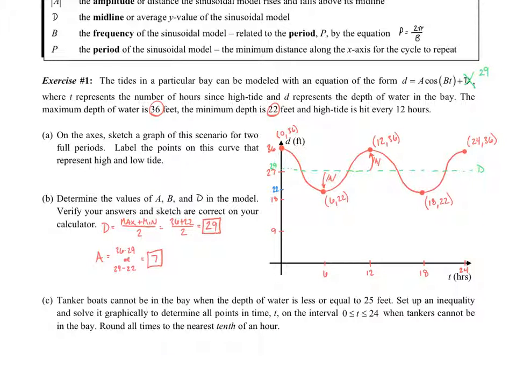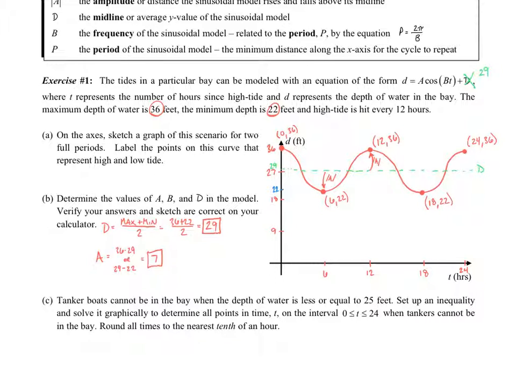So A is going to be 7. Now, one thing to note about A, I know that it should be a positive 7 because we've started our function at a maximum like our positive cosine function does. If this function began down here at its minimum value, then I would have to make this a negative 7 to show that this function has been reflected over that midline.